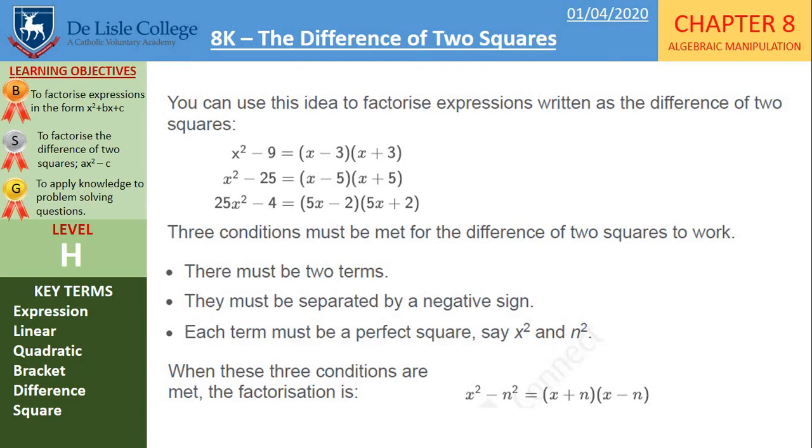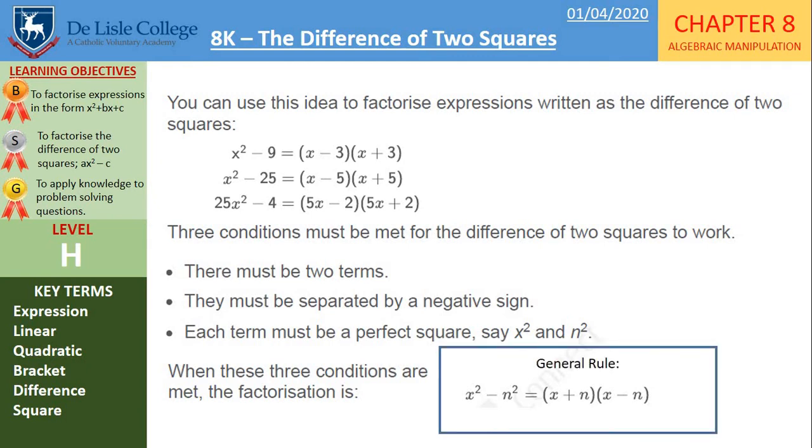For the difference of two squares to work for this method, first of all, there are three conditions. So there must be two terms, they must be separated by a negative sign, and each term must be a perfect square, meaning it's something you can work out the square root of. So when these three conditions are met, this is the factorisation. This is the general rule for the difference of two squares. Copy the general rule into your exercise books.